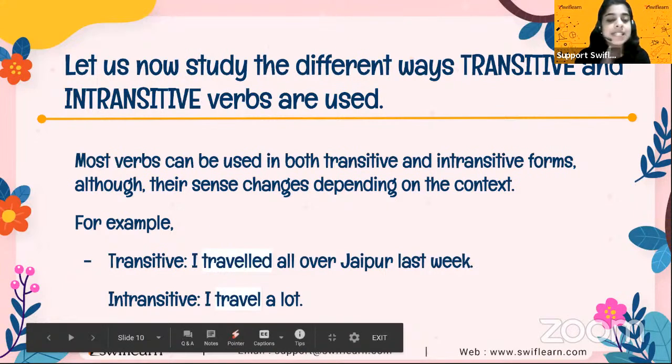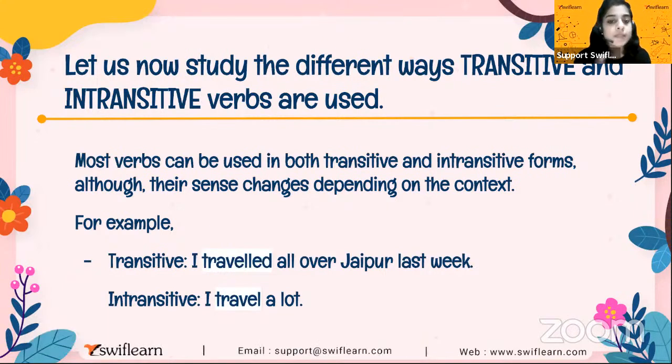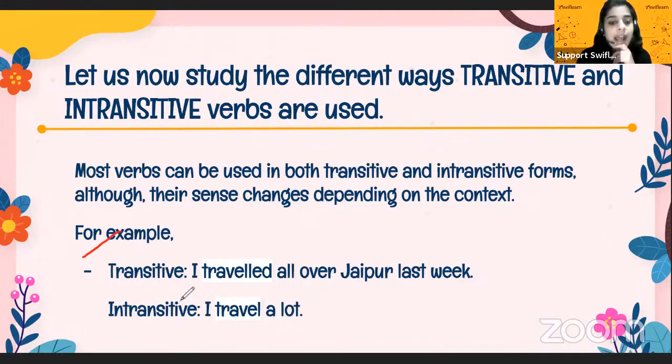So what happens is transitive and intransitive verbs sometimes can both be used in the same sentences, but the point is they give different meanings. Okay, I'll give you an example. We will proceed from example to rule. This is the principle of learning. We proceed from example to rule. So this is the example first. Transitive. I traveled all over Jaipur last week. All right. So I traveled all over Jaipur last week.